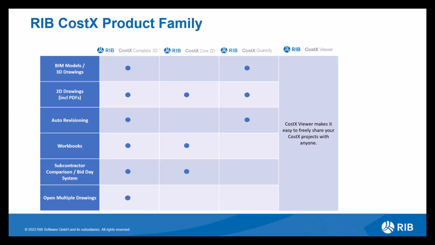For those of you who don't know what CostX is or for those who have never used it, CostX is a fully integrated measuring and estimating solution with universal applications, supporting everything from hand-drawn sketches to PDFs, DWGs, all the way through to 3D models, BIM files, and everything in between. As we can see from this matrix, RIB CostX is available in a variety of licenses, ranging from offering all functionality to a fairly limited option, depending on your estimating requirements.